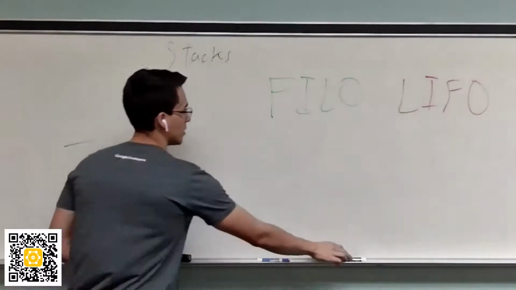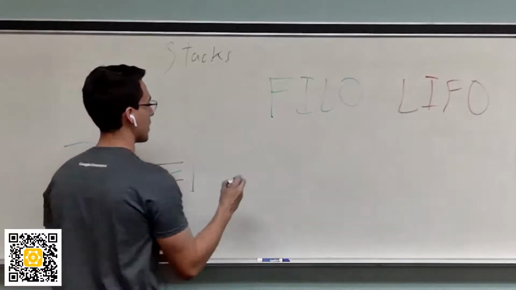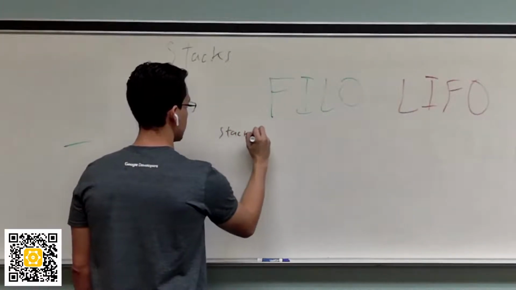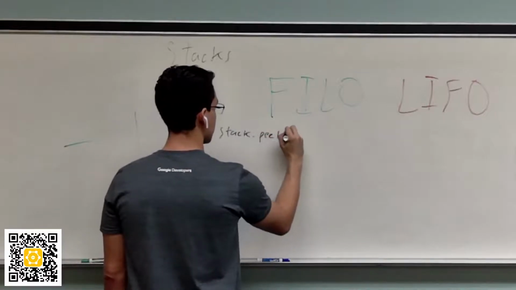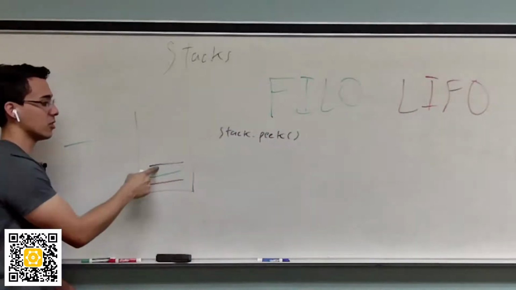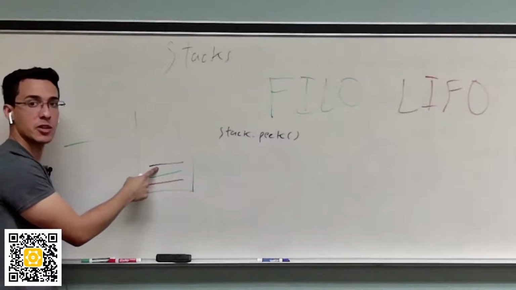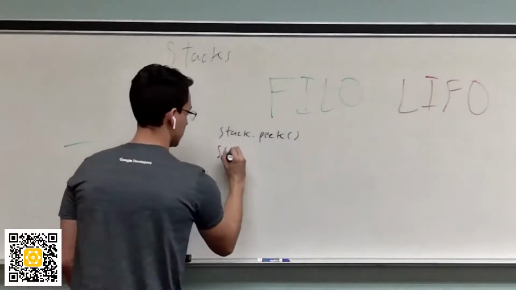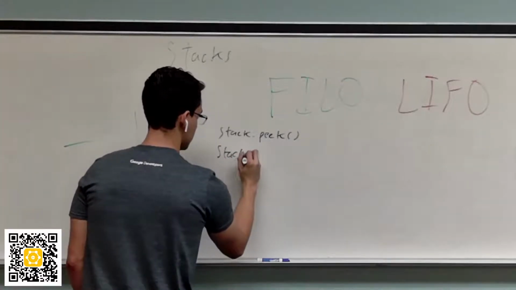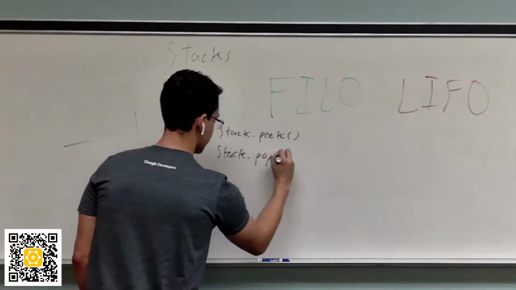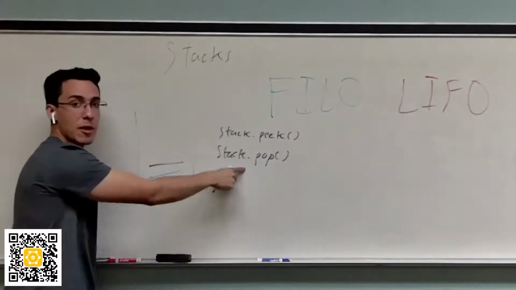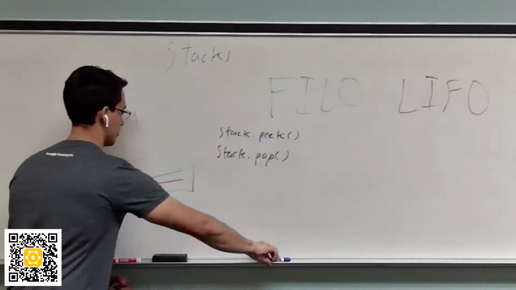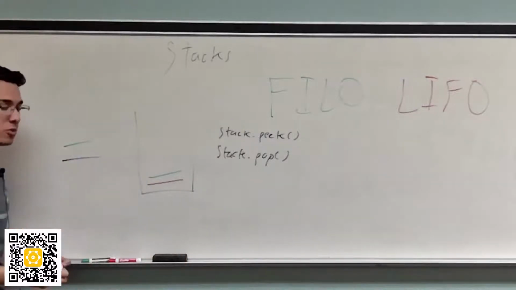So the main things that you can do with a stack is, let's say, stack.peek. Stack.peek just looks at the last value you put in, the top, and it doesn't take it out. And stack.pop actually removes it, so it would just take it out, and then I'll just put it there.